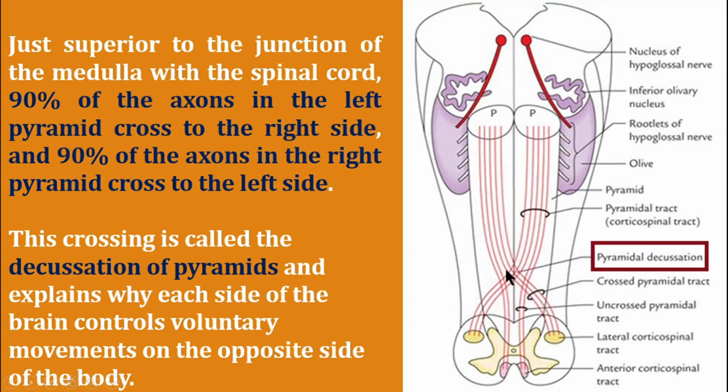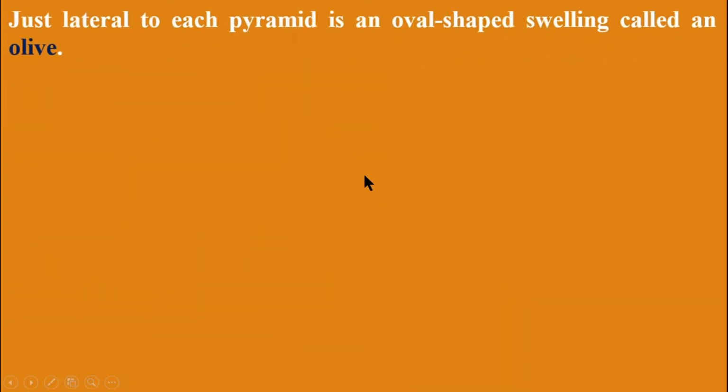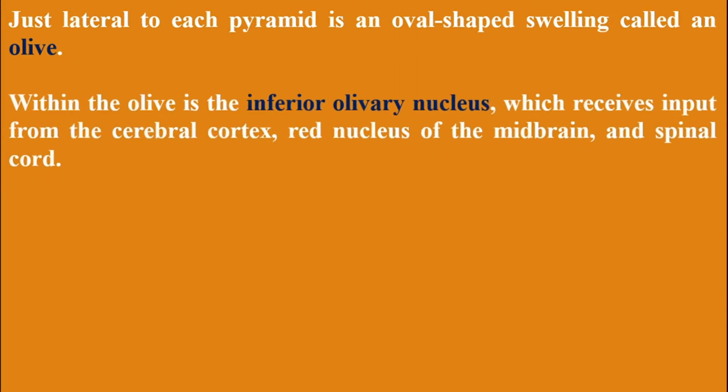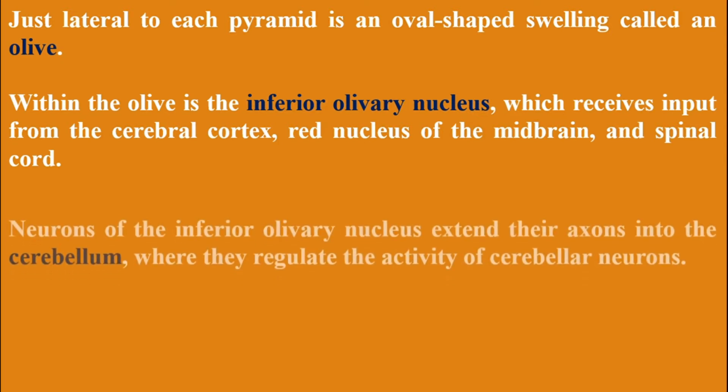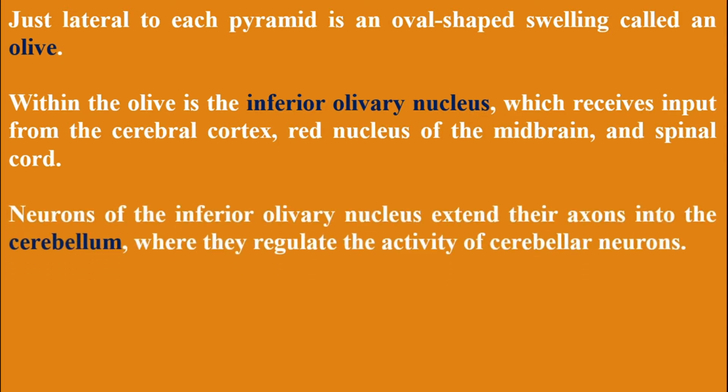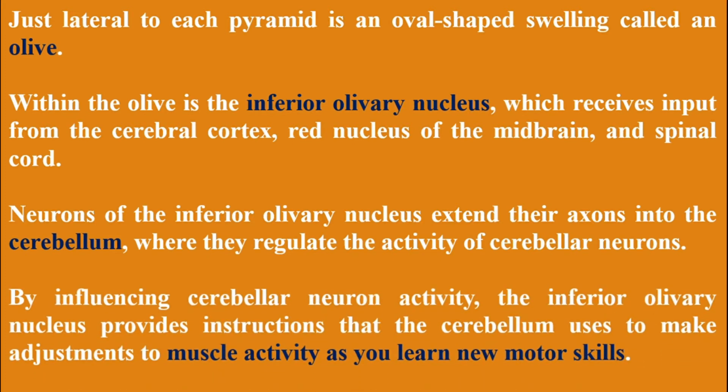Moving on to the next structure. Just lateral to each pyramid, there is an oval-shaped swelling, called an olive. Within the olive, there is the inferior olivary nucleus, which receives input from the cerebral cortex, the red nucleus of the midbrain, and the spinal cord. Neurons of the inferior olivary nucleus extend their axons into the cerebellum, where they regulate the activity of cerebellar neurons. By influencing cerebellar neuron activity, the inferior olivary nucleus provides instructions.